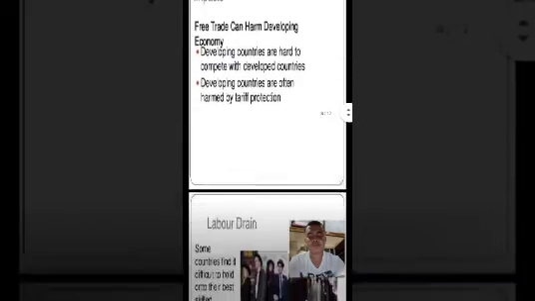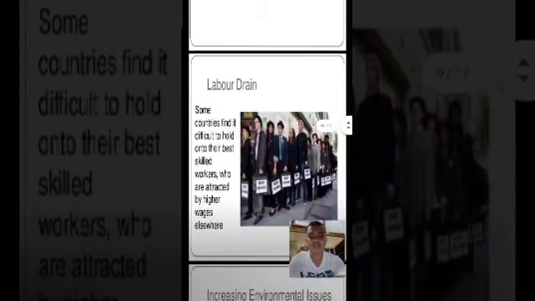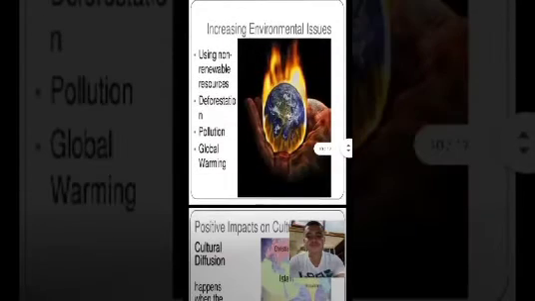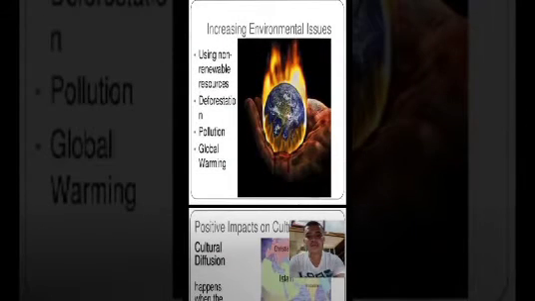Free trade can harm developing economies. Developing countries find it hard to compete with developed countries. Developing countries are often harmed by tariff protection. Labor drain: some countries find it difficult to hold onto their best skilled workers who are attracted by higher wages elsewhere. So, increased environmental issues from using non-renewable resources: deforestation, pollution, global warming.